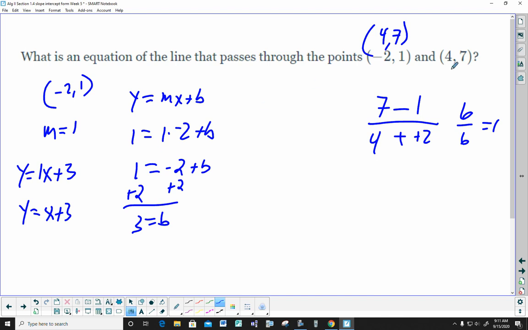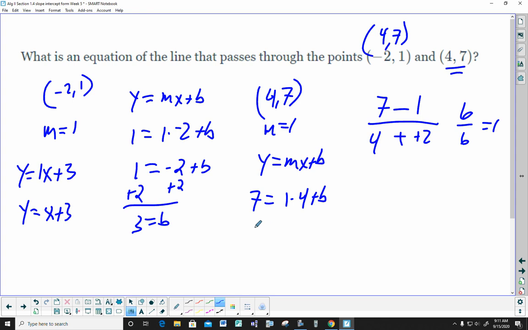Now, what if you had chosen to use this point, 4, 7, and your slope is 1? Fill in what you know into y equals mx plus b. 7 is equal to 1 times 4 plus b. 7 is equal to 4 plus b. Subtract the 4. 3 is equal to b. Notice you get exactly the same y-intercept. It doesn't matter which point you use. Once you find the slope, choose either point.